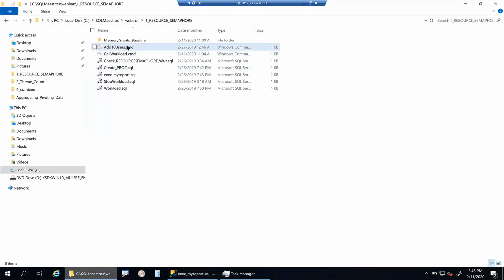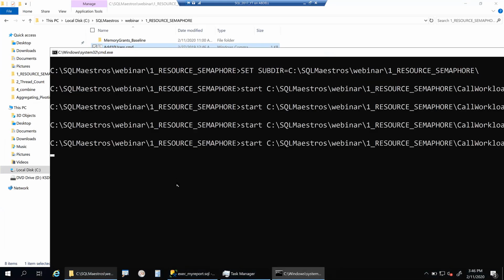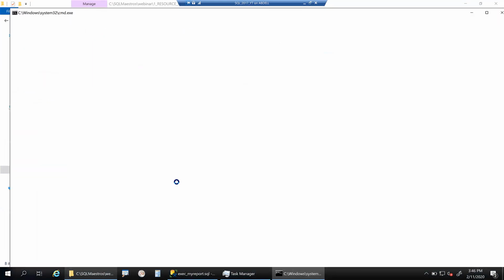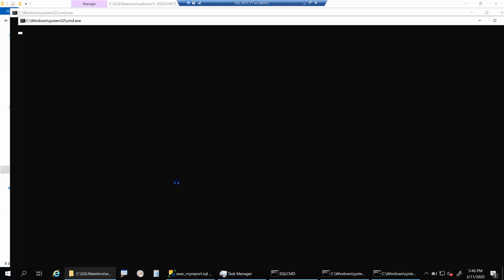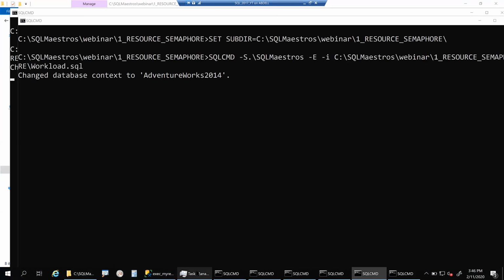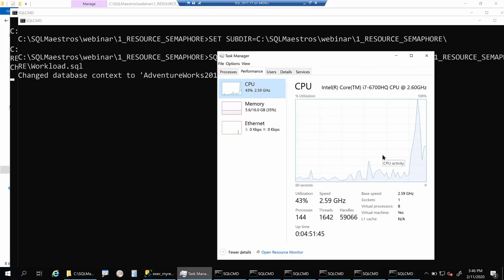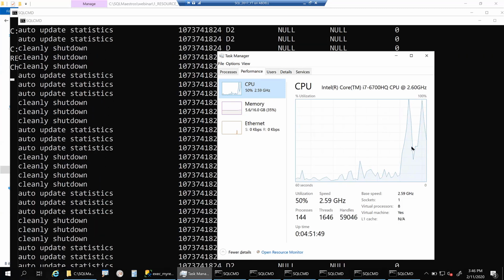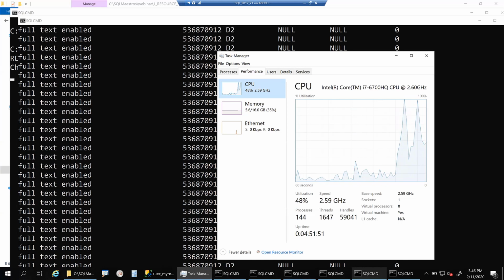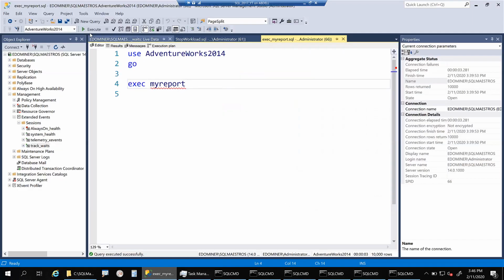So I'm going to run these 10 users again, add a few users to simulate some stress on SQL Server. And if you go and look at Task Manager, you can see that the CPU will start spiking now because all of them are active. Now let's go back to Management Studio, run our report, and let's see how much time it takes.